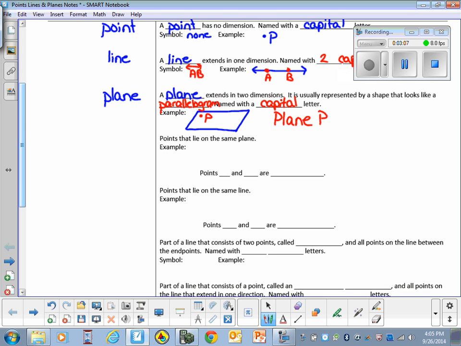Points that are on the same plane. So let's draw a plane here. And let's put in M and N. We call these coplanar. Co is a prefix in English that means together or with. So they're together on the plane. We say points M and N are coplanar.